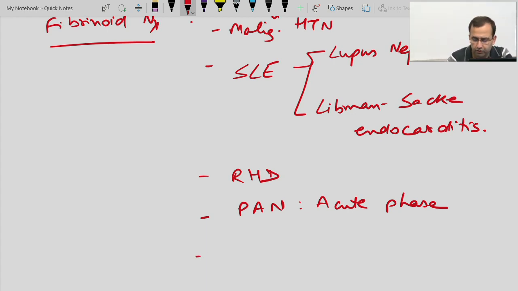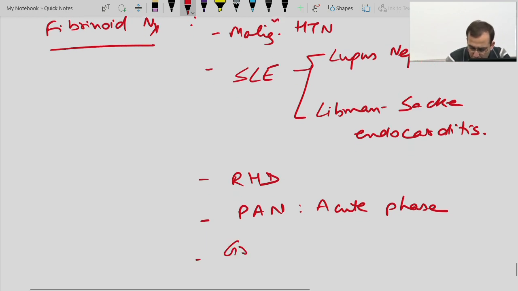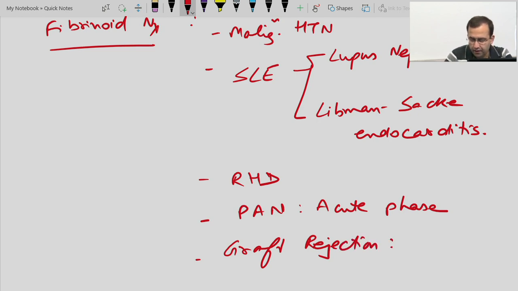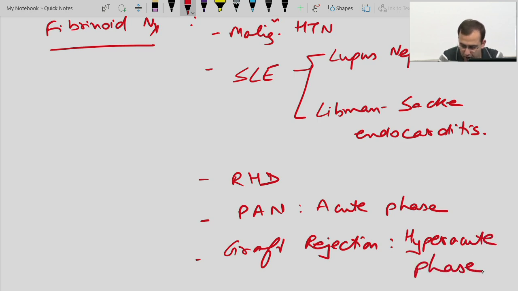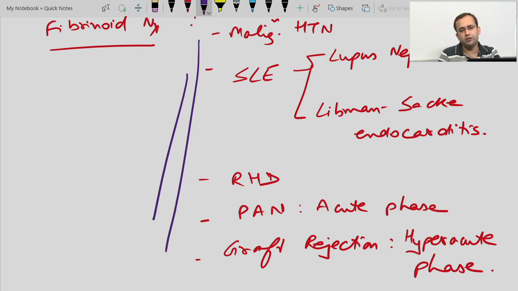And the last point in fibrinoid necrosis is it is also associated with graft rejection. Now, graft rejection has three phases: a hyperacute phase, an acute phase, and a chronic phase. Which phase of graft rejection? A hyperacute phase. These are the diseases associated with fibrinoid necrosis and have to be remembered.